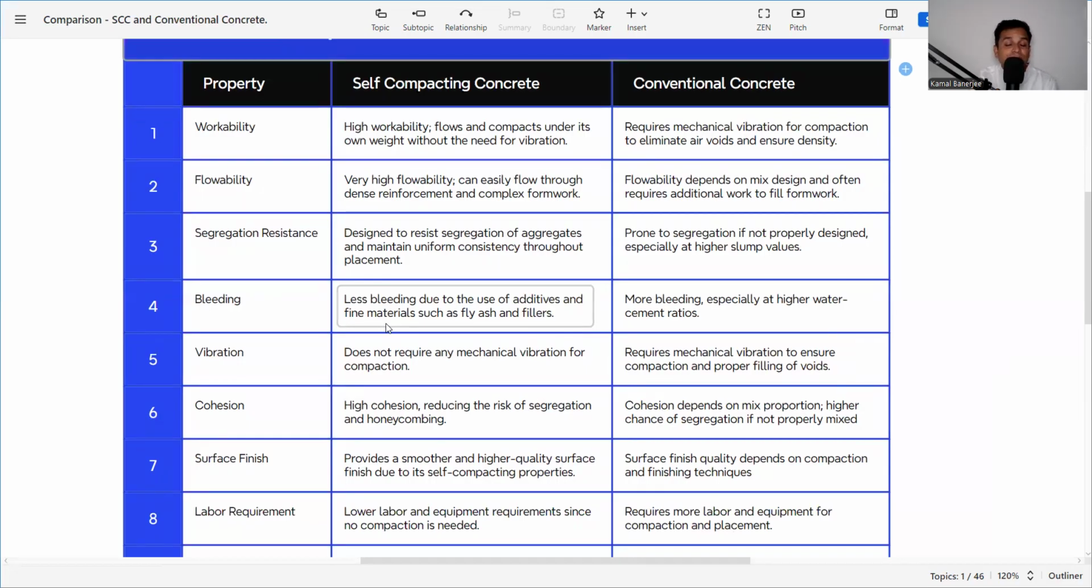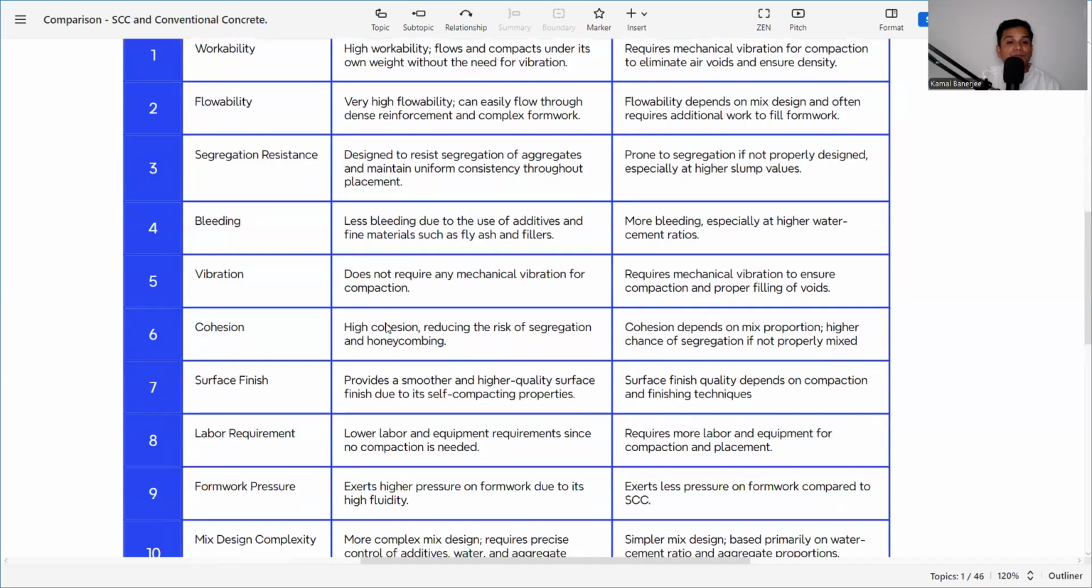Then bleeding, we already discussed that. There is less bleeding due to the use of additives and finer materials such as fly ash and fillers, because another criterion, the water-powder ratio, we have to maintain in the self-compacting concrete, which resists the bleeding itself. But the conventional concrete is more prone to bleeding, especially at high water-cement ratios.